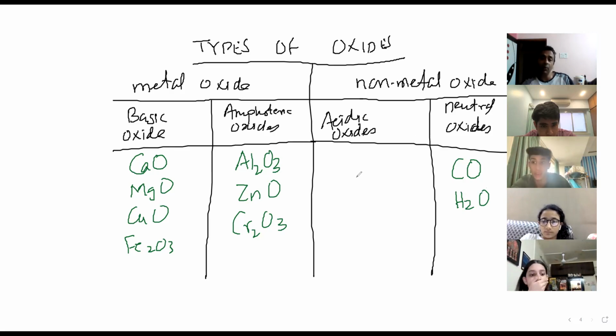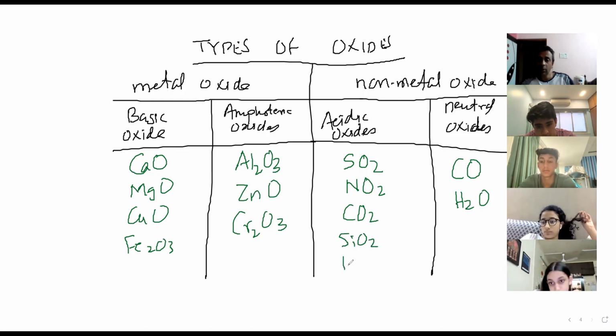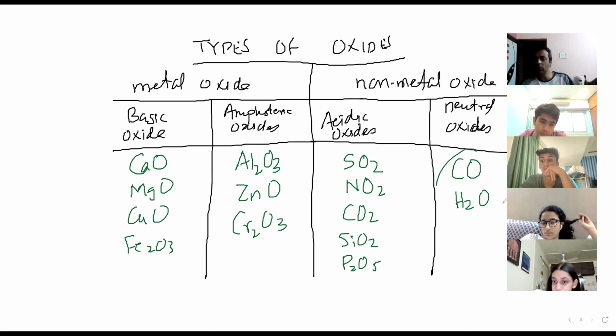So give me examples of acidic oxides. Sulfur dioxide. Sulfur is a non-metal. All the oxides of nitrogen, nitrogen dioxide, carbon dioxide. Carbon monoxide is neutral, but carbon dioxide is acidic. Silica, SiO2, silicon dioxide. P2O5, phosphorus pentoxide. Sulfur, nitrogen, carbon, silicon, phosphorus are all non-metals, so their oxides will be acidic oxides, except for these two. These two are neutral.